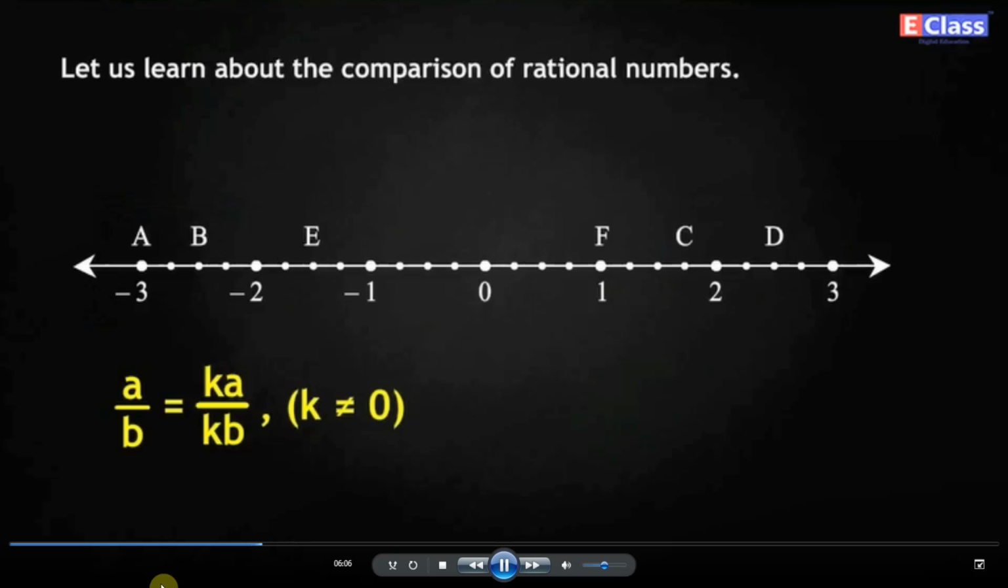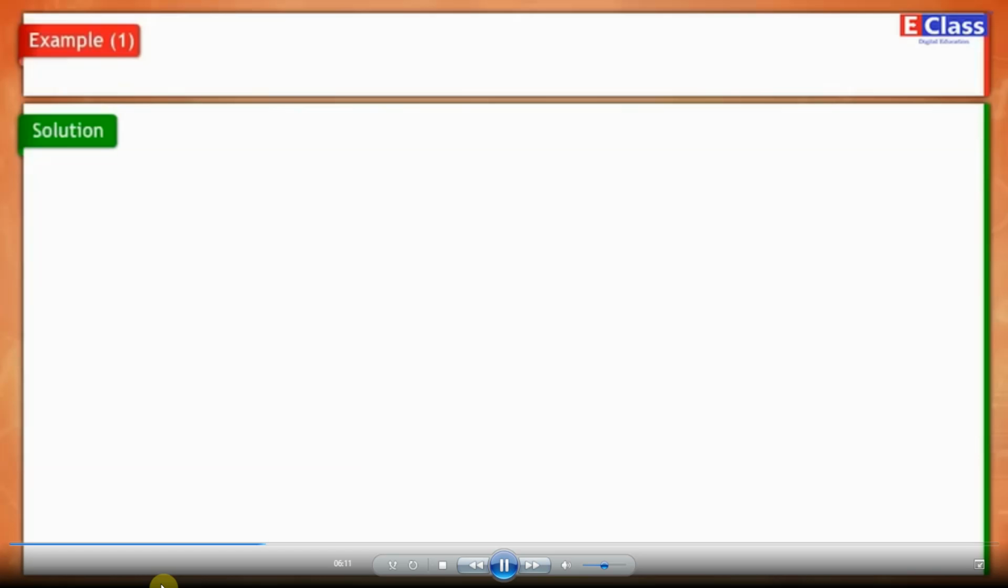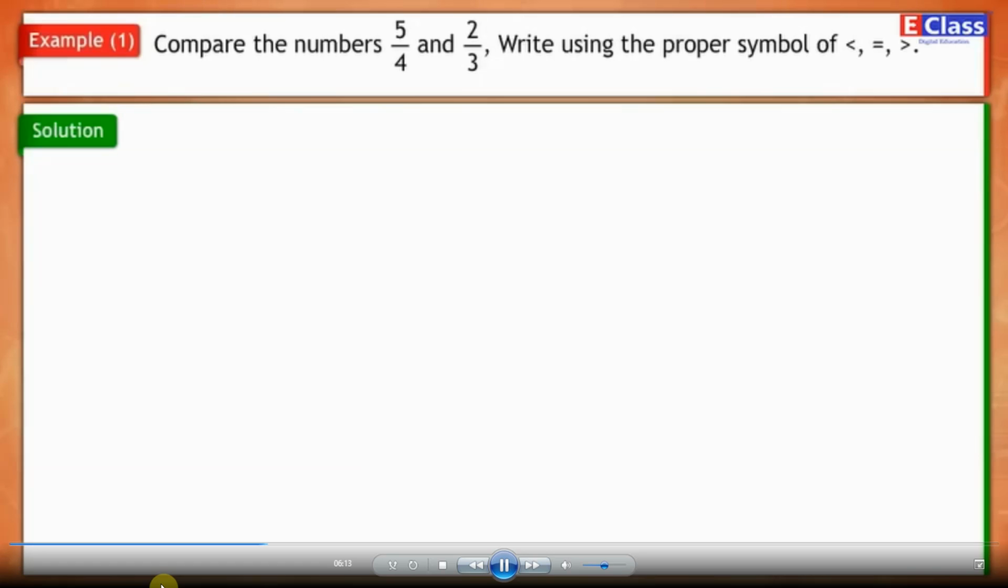Now let us see a few examples of comparison of rational numbers. First example, compare the numbers 5 by 4 and 2 by 3. Write using the proper symbol of less than, equal to and greater than. Solution. Multiply the numerator and denominator by 3. Therefore, 5 by 4 is equal to 5 multiplied by 3 wholly divided by 4 multiplied by 3, which is equal to 15 by 12.